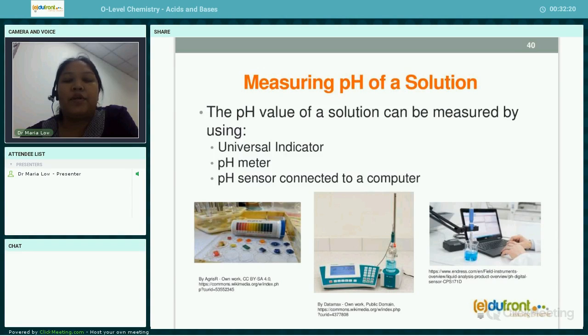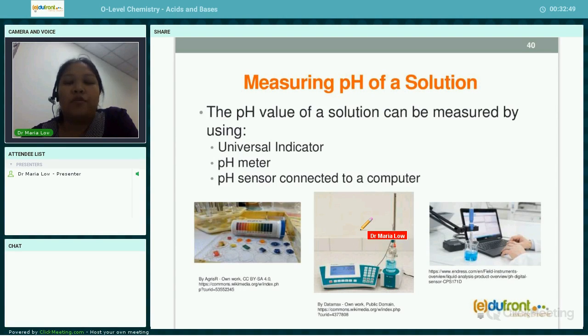Okay, on the next slide over here, we are going to see how we can actually measure the pH of a solution in the school laboratory. The one that is commonly used is a universal indicator, which depends on the color change that you see in the indicator when you place the solution inside the indicator. So there is actually a chart that you can refer to see the different colors.